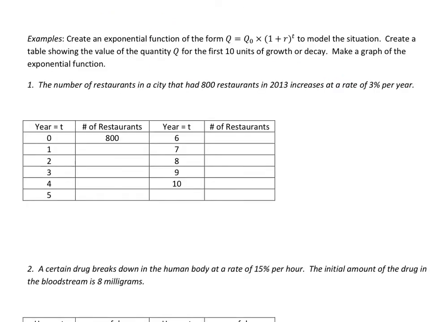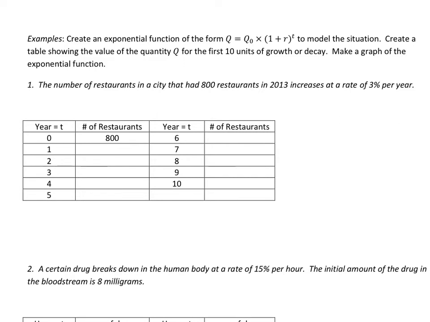So in this slide, we are going to see if we can use this formula to model some situations that can happen in the real world. Create a table showing the value of the quantity Q for the first 10 units of growth or decay. Make a graph of the exponential function. In our first scenario, a city that had 800 restaurants in 2013 increases at a rate of 3% per year.